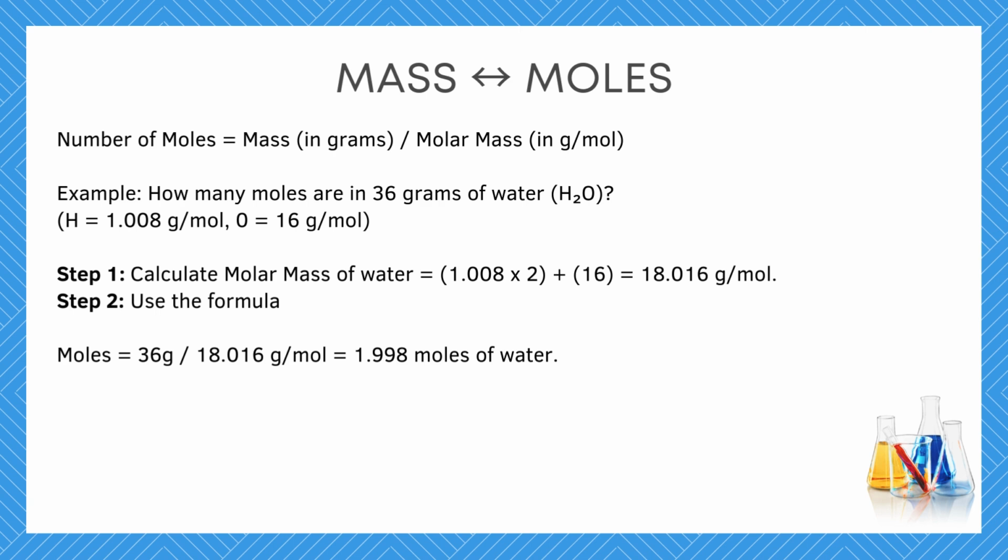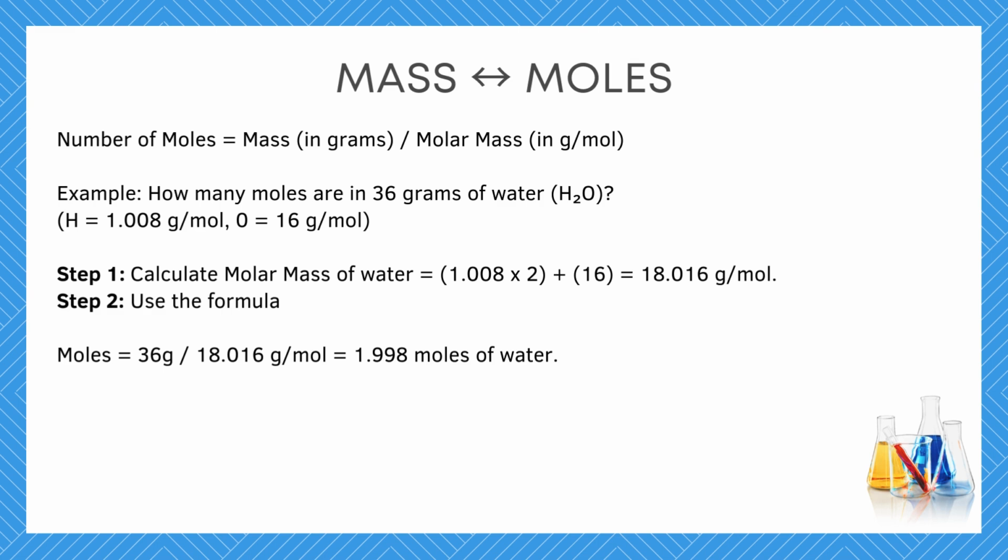So the first step is to calculate the molar mass of water. And how do we do that? Remember, to calculate the molar mass, we need to add up the individual relative atomic masses of all the elements that are present. We have hydrogen and we have oxygen. And that is what has been done for you here on the screen. So we've calculated the molar mass of water to be 18.016.